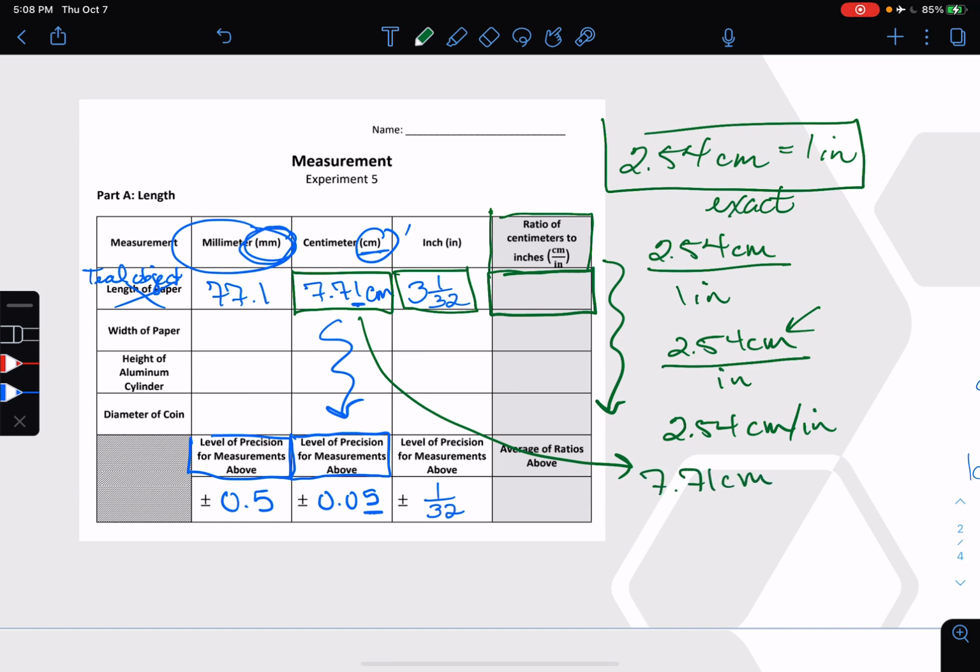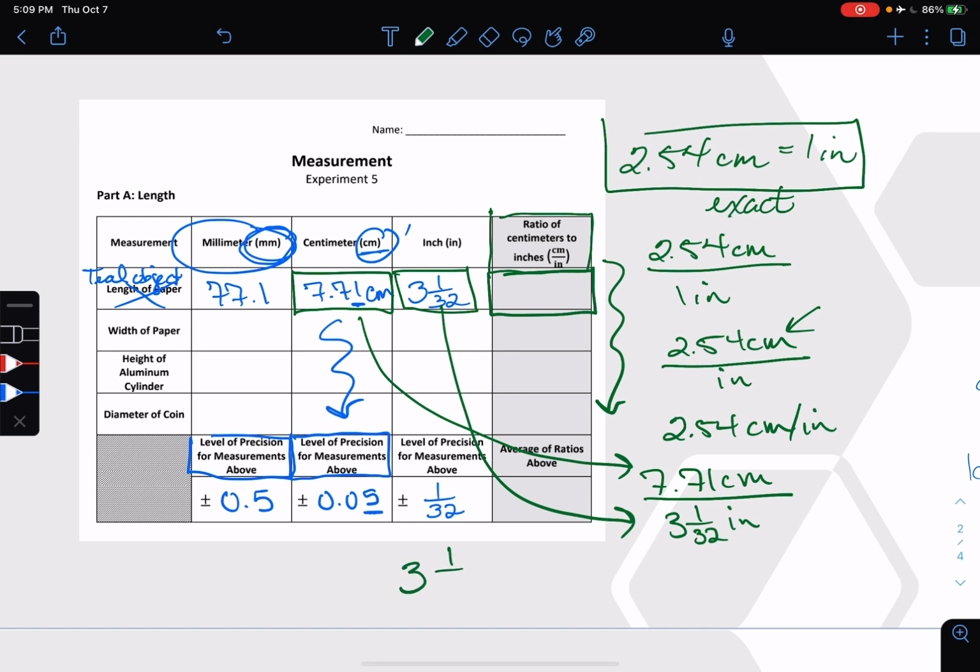So we go ahead and put 7.71 centimeters there, and we put 3 and 1/32 inches there, and then we have a fraction and a decimal. What do we do with that? Oh my goodness, we're doing decimals and fractions. Okay, I feel you on that. But you can do a couple of things. Let's go old school on this.